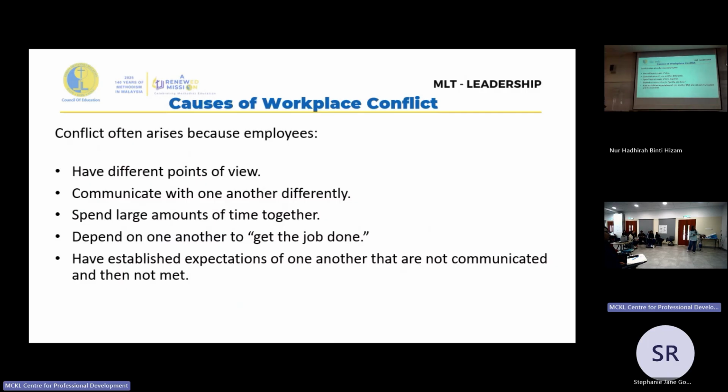Have established expectations of one another that are not communicated, then not met. So this is another thing. Can you read another person's mind? If you don't tell, you expect the person to understand, to complete. It's very difficult, right? Sometimes your bosses will come and tell you, I don't need to tell you. By right, you should know. You are the MLT. You are the principal. Huh? So you get very frustrated. All these small things can lead to conflict at the workplace.